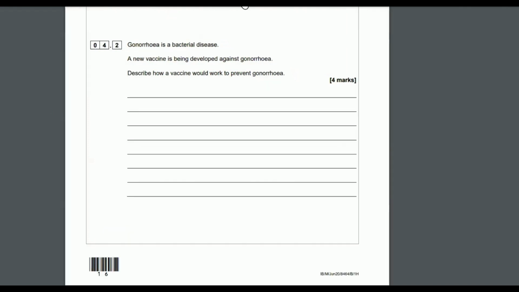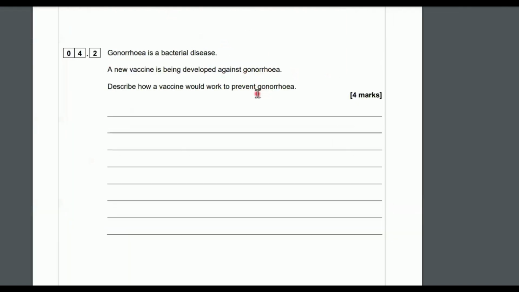4.2. Gonorrhea is a bacterial disease. A new vaccine is being developed against gonorrhea. Describe how a vaccine would work to prevent gonorrhea. Now, this doesn't matter whether it's gonorrhea, whether it's herpes, whether it's COVID, whether it's flu. We just need to, for GCSE, know how a vaccine would work.